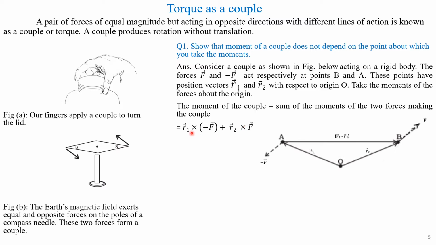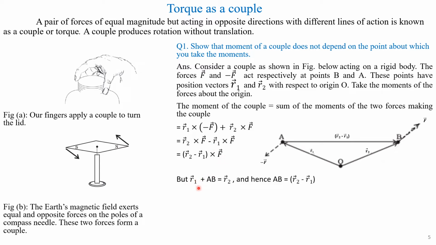Therefore, R1 cross minus F, as minus F is acting on A, plus R2, the position vector of B, cross F. So simplifying, we get R2 cross F minus R1 cross F, because R and F are both vectors. Therefore, simplifying, we get (R2 minus R1) cross F.